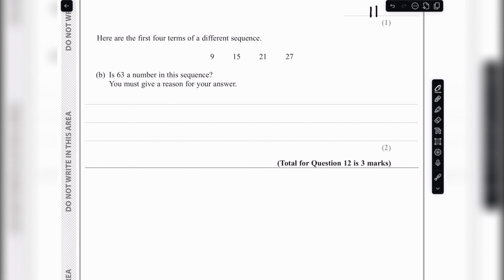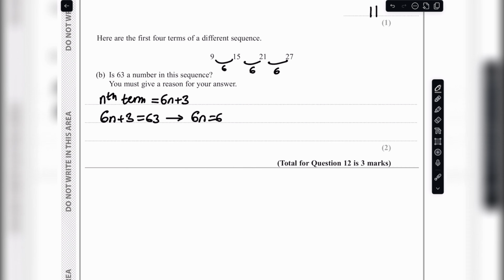In the second part of this question, we are given the first 4 terms of a different sequence. Is 63 a number in the sequence? You must give a reason for your answer. So the first thing we can identify is that this is a linear sequence in which each number increases by 6. And the difference between the common difference and the first term is plus 3. So our nth term equals 6n plus 3. So if we set the nth term 6n plus 3 equal to 63 and we solve for n, we get 6n equals 60, therefore n equals 10. So this means that 63 is the 10th term in the sequence, so the final answer is yes.